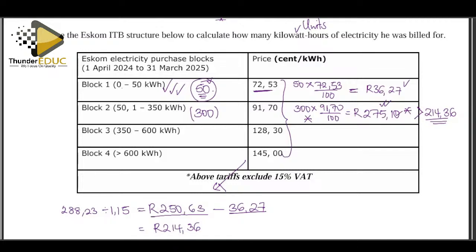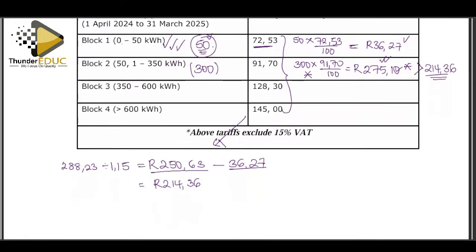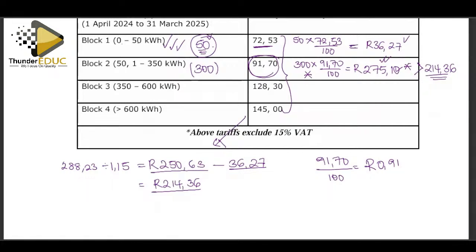So we ask ourselves, now, how many units will produce the 214 rands 36 cents? So we need to come here and divide by this money here in rand form. Why rand form? Because we are dealing with rands. So in rand form, don't round off, leave it the way it is. So in rand form, it's this much.